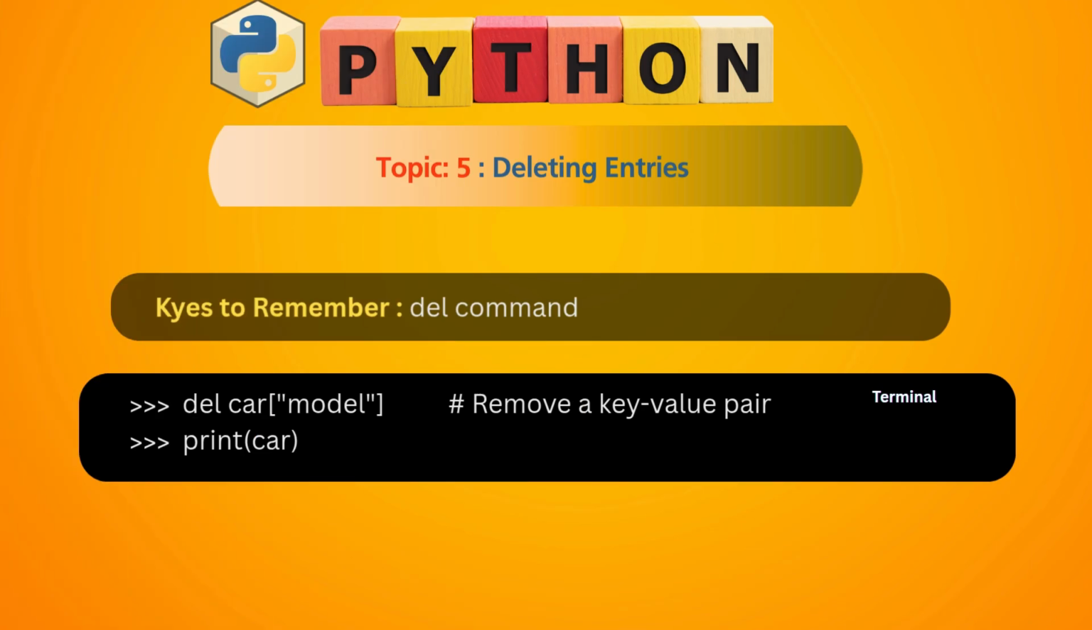Keys to remember: the del command. Del car model. The model will be removed. The key you have to mention here. That model key and value both will be removed by this command. I will show you the demonstration, then you will learn further.